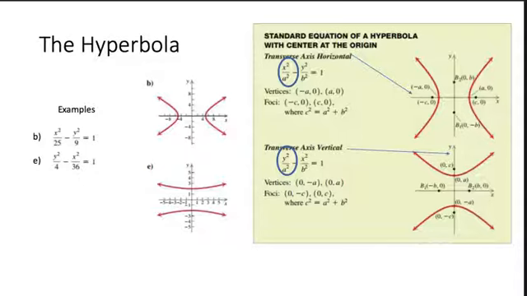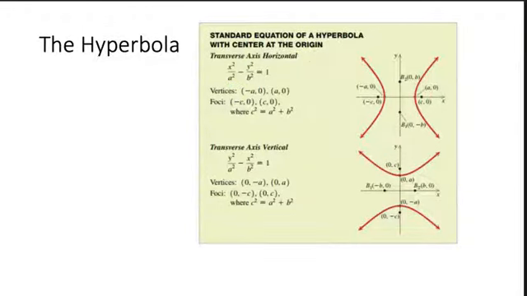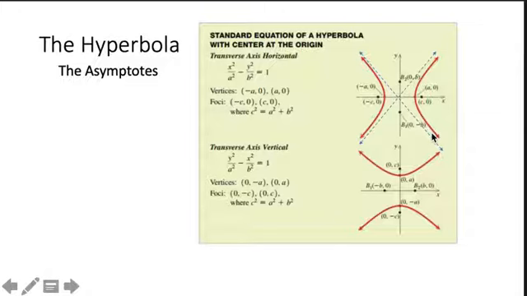Okay, so let's get started. The next thing we need to talk about is this idea of an asymptote. What's different about the hyperbola is that we do have asymptotes here. So for example, if you look here, this slanted line is one of the asymptotes. Each hyperbola has two asymptotes.